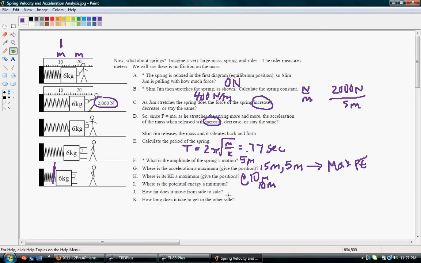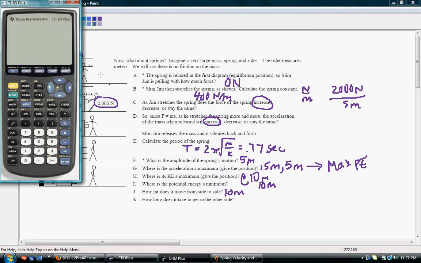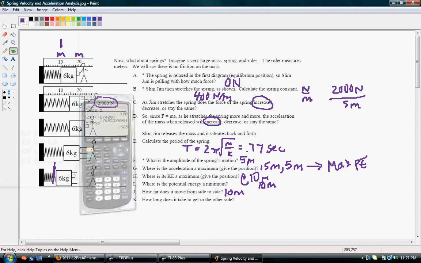How far does it move from side to side? It moves from 5 to 15 meters, so that's 10 meters from one side to the other. How long does it take to get to the other side? Well, if it has a time period of 0.77 seconds to go there and back, if we halve that, it would give us the time to go just there. So that would take 0.385 seconds.